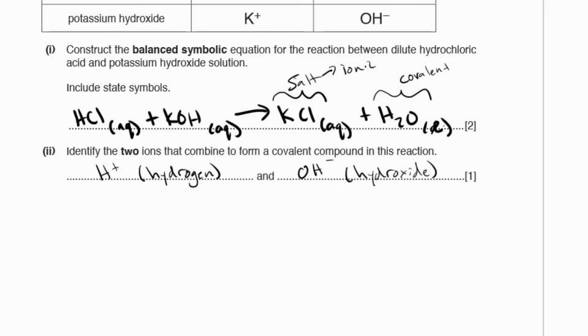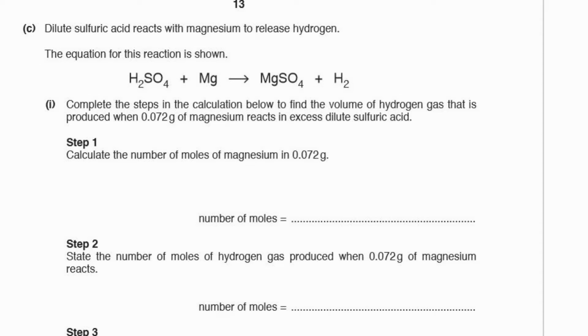All right, good. Part C, dilute sulfuric acid reacts with magnesium to release hydrogen. The equation for this reaction is shown. We have H2SO4, which is sulfuric acid, plus magnesium produces MgSO4 plus hydrogen. Complete the steps in the calculation below to find the volume of hydrogen gas that is produced when 0.072 grams of magnesium reacts in excess dilute sulfuric acid.